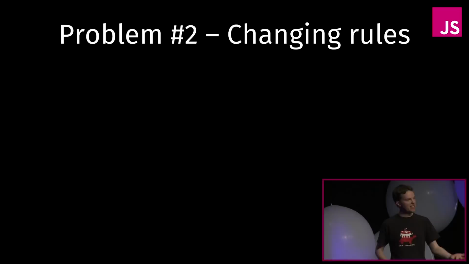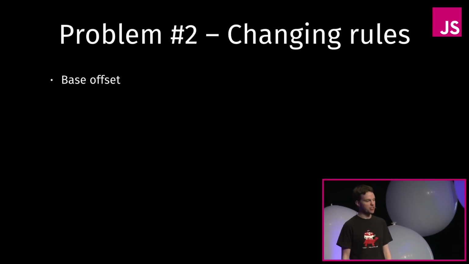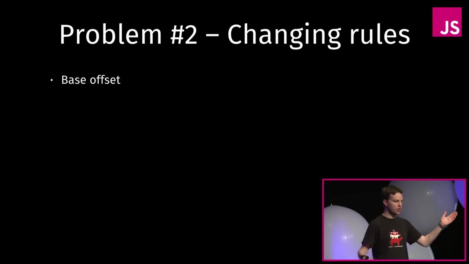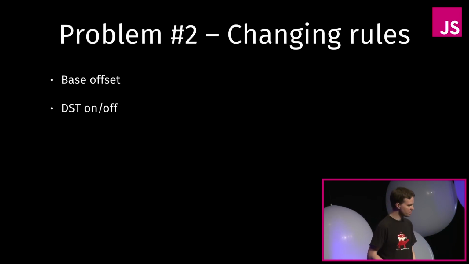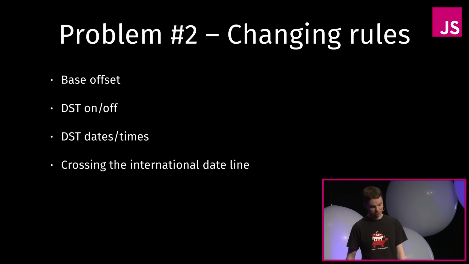All right, so you've got the rules of daylight saving time. You finally figured that all out, and then they all go and change. So the base offset, so how far ahead or behind UTC a certain region is. Just this year alone, there have been 5 changes. These ranging from whole countries to just small states. Deciding to start or stop doing daylight saving time. This happens a lot. Deciding to change when daylight saving time starts and stops. This also changes a lot.